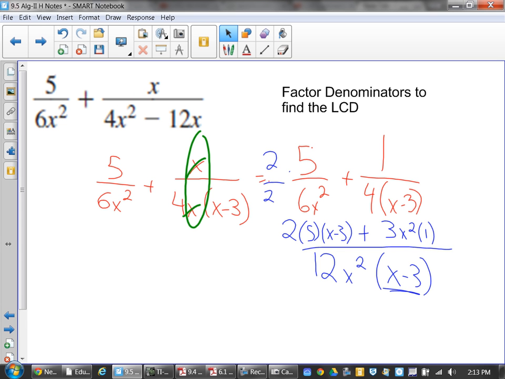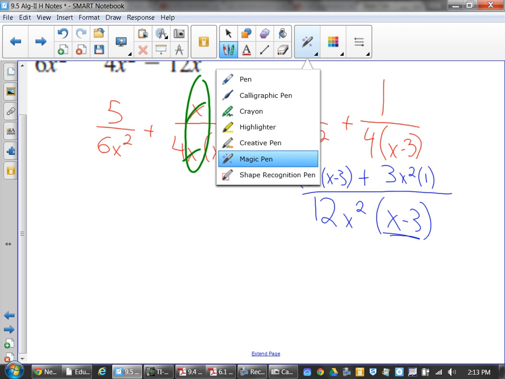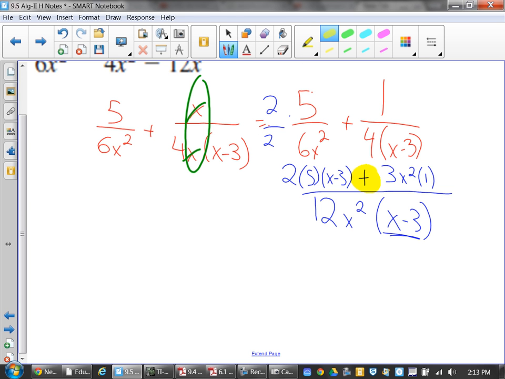Now, I want everybody to notice this again because this has been coming up way too much today. You cannot do anything because of that. What is that? It's a plus sign between a whole bunch of terms. You cannot simplify anything right now. So here's what you do. What's 2 times 5? 10. Distribute the 10 to the x minus 3. You get 10x minus 30 plus 3x squared. Now, can I rewrite that into a descending order to make it just look nicer? Yeah.